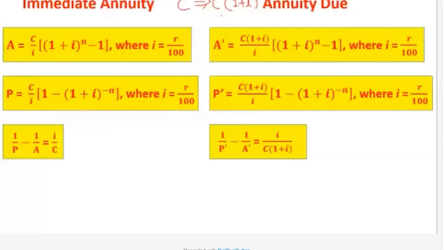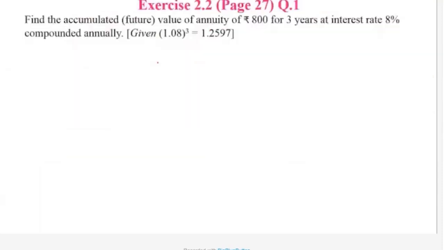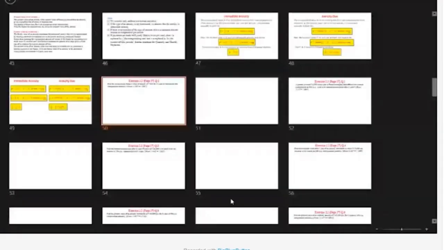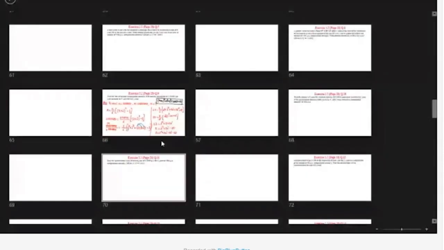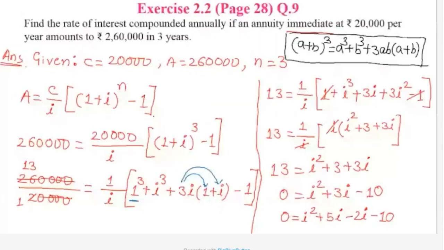Now, let's go to the sum. Incomplete sum is there, right? One sum is incomplete. I don't remember the number. There is one sum incomplete. I'll get that sum. This is the sum. Question number 9.